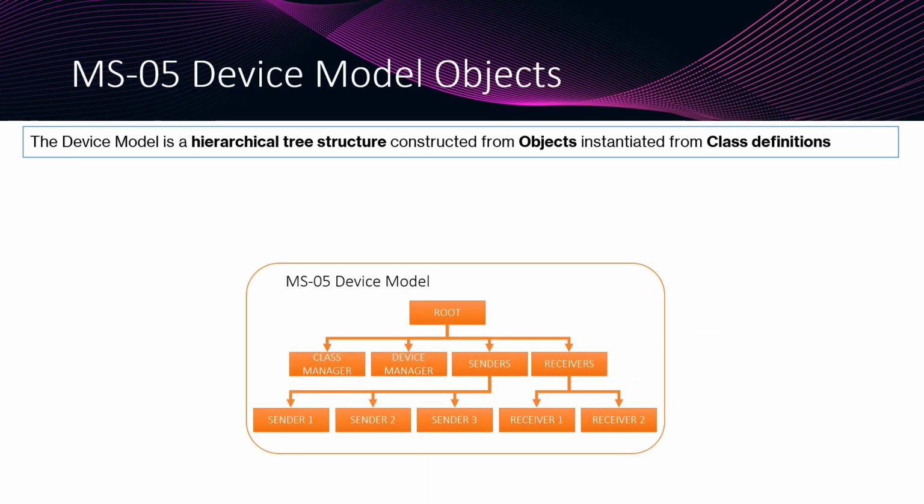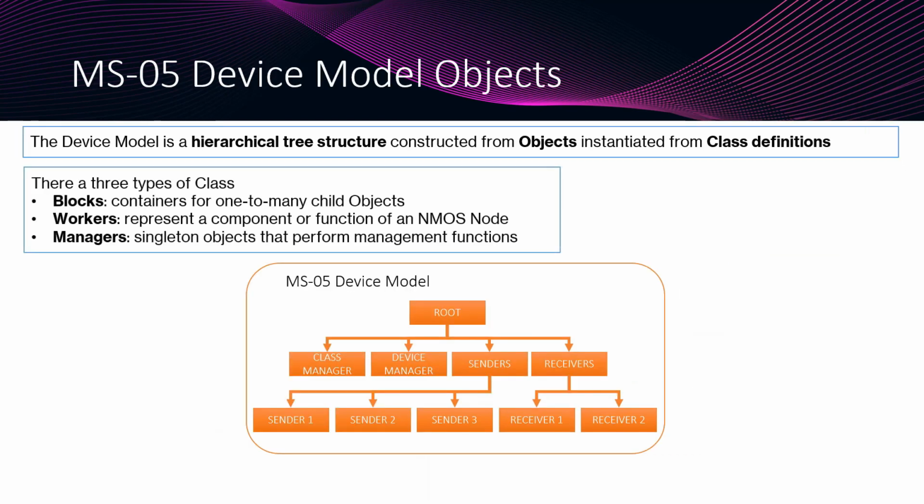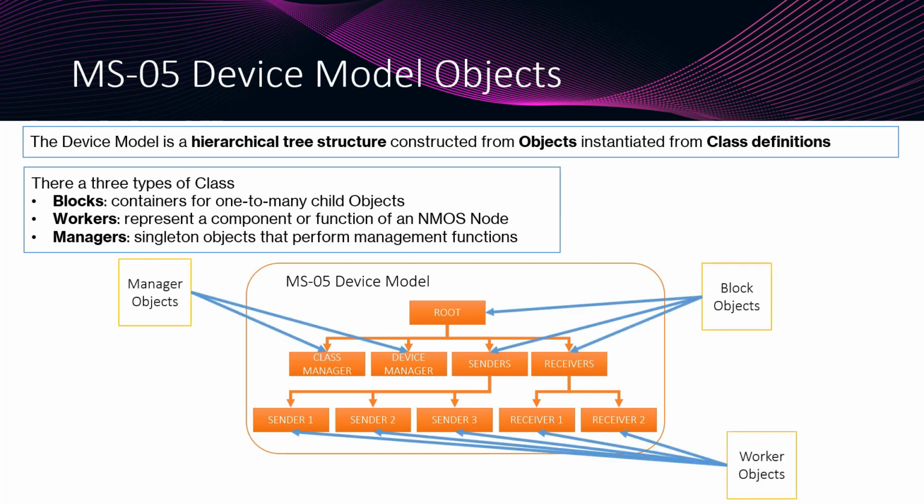Going back to the structure of the device model, there are three types of objects that make up the device model: blocks, workers, and managers. A block object is a container for child objects, for instance, the root of the device model. In this example device model, we also have a sender block that contains the sender objects and a receiver block that contains the receiver objects.